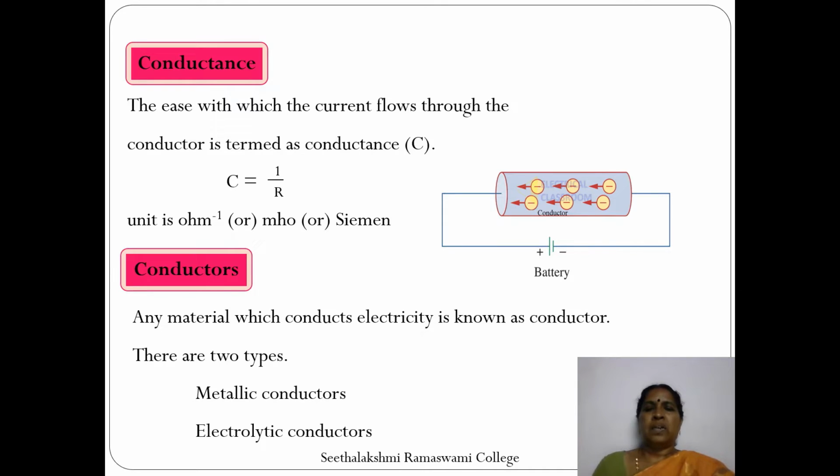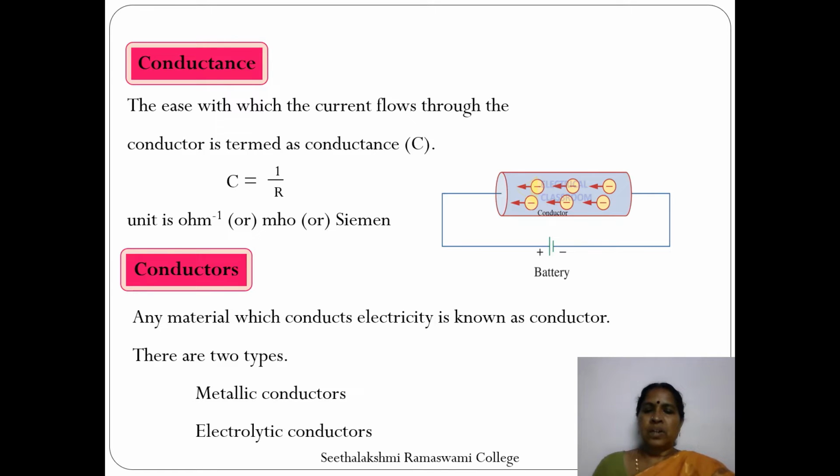Any material which conducts electricity is known as a conductor. There are two types of conductors, metallic conductors and electrolytic conductors. In the case of metallic conductors, metals conduct electricity. The metallic conductance is due to the flow of electrons. There is no transfer of matter during metallic conductance. With increase in temperature, metallic conductance decreases.